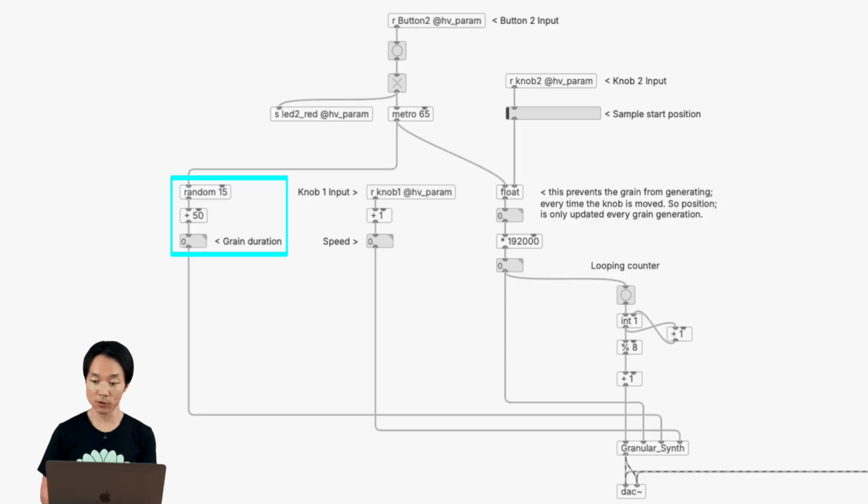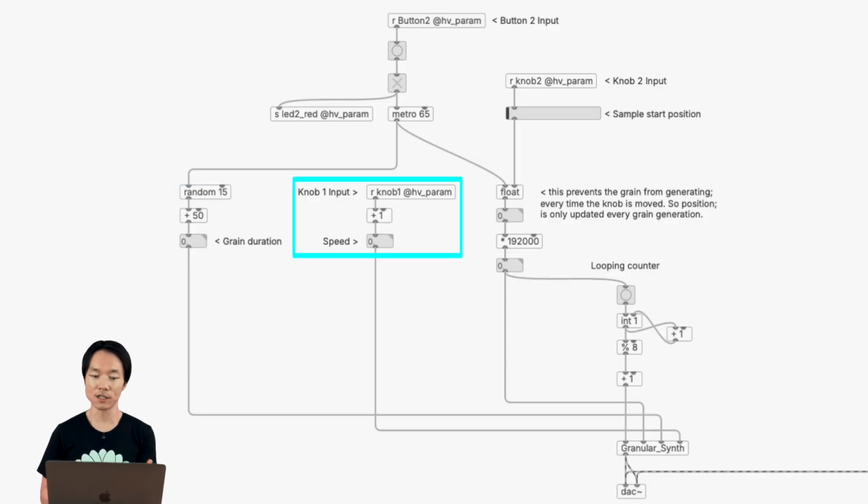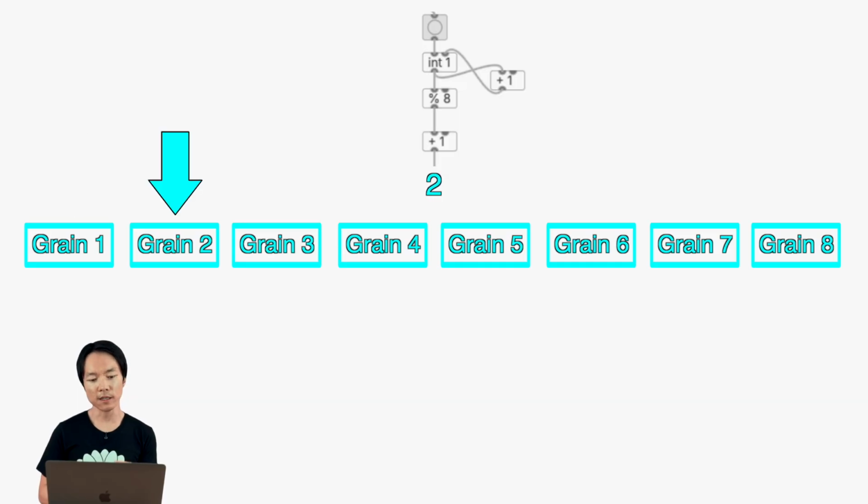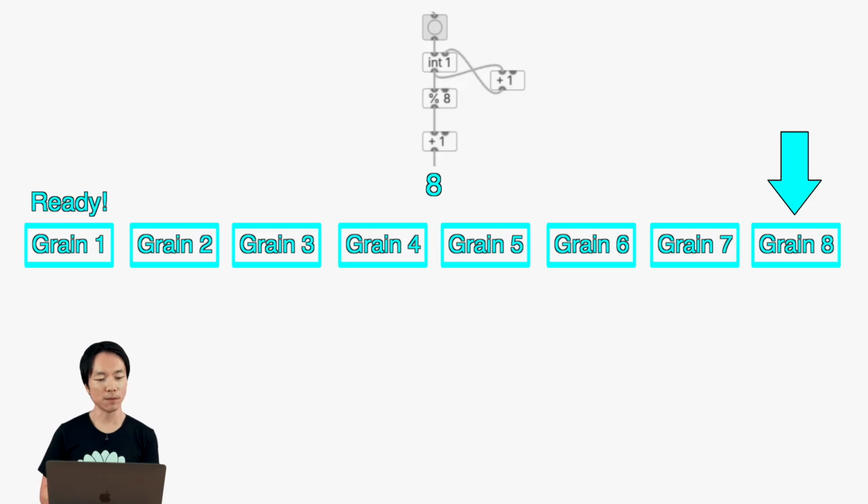Duration is random for each grain. Speed, which also changes the pitch, can be controlled with knob 1. I have a counter here that loops from 1 to 8 and the value increments every grain generation. So first grain starts playing, and the next after 65 milliseconds, and so on. By the time 8th grain starts playing, the first grain should be ready to be played again.